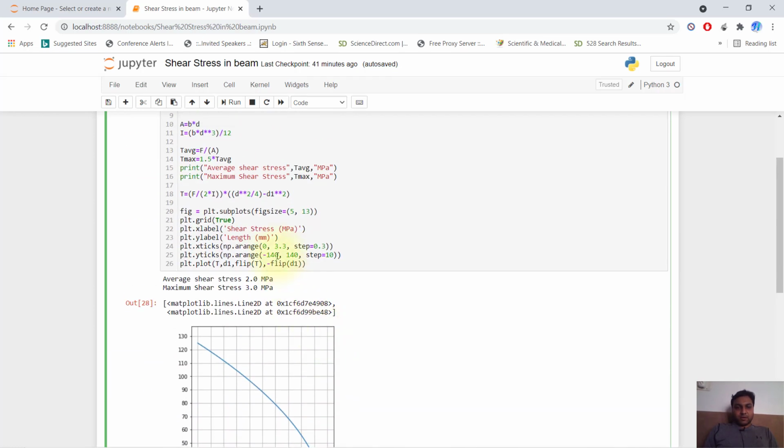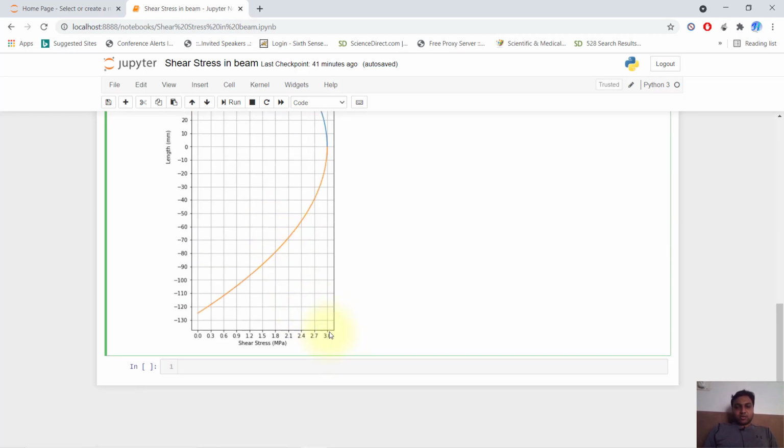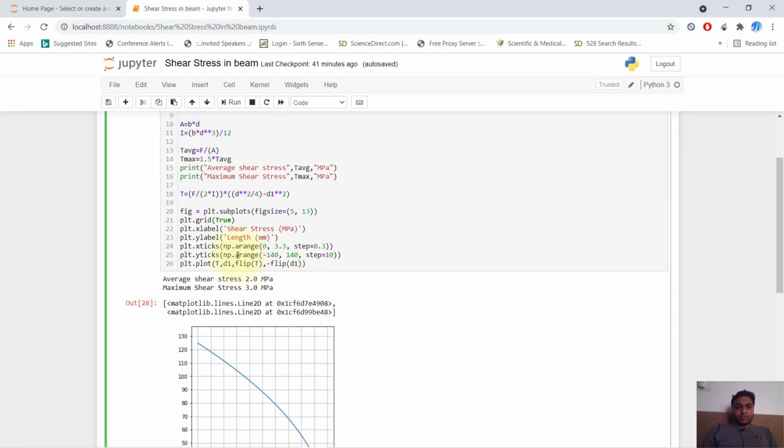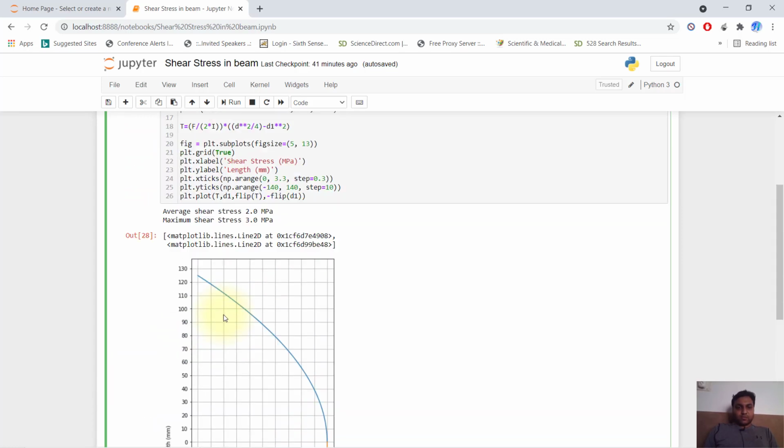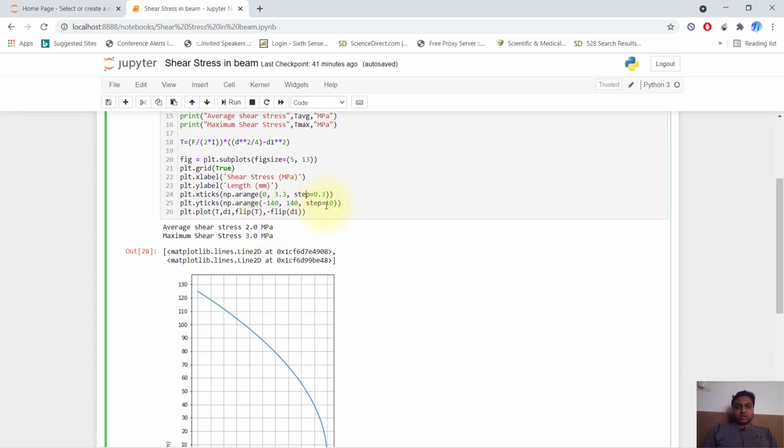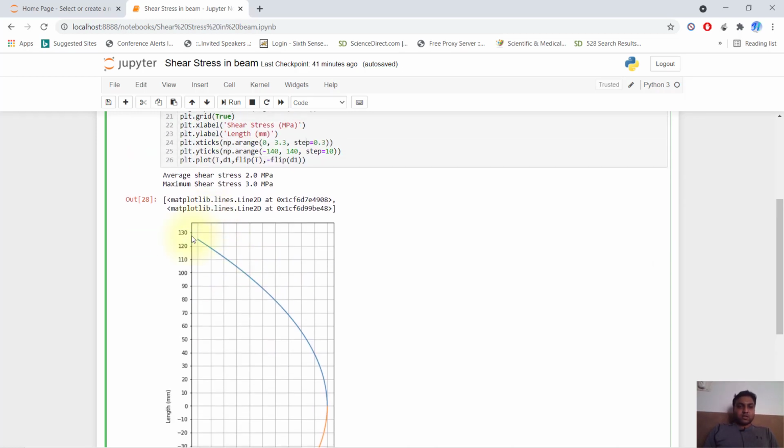Why is it not coming to 3.3? Because it will calculate starting with 0, it will not start with 1. Every time, as you can see, I had kept the step as 0.3. So below this, 0.3 means 3, this is where the point will start. Same thing for y tick, minus 140 to 140. The step is 10, so 140 minus 10 means 130. So it is showing up to 130 only.